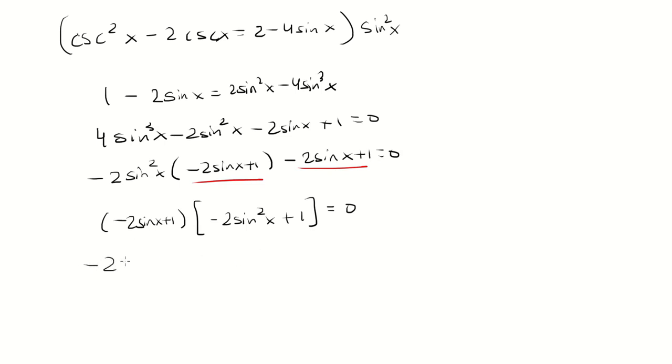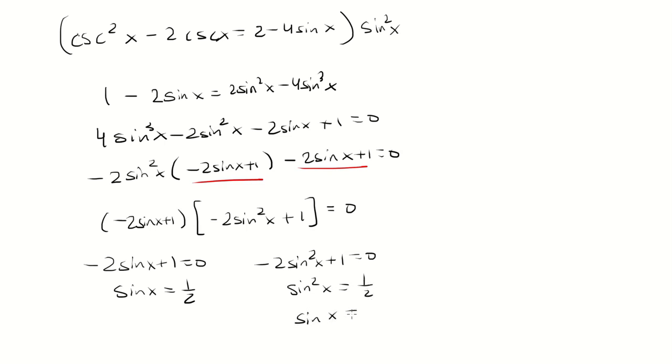And so you want to set negative 2 sine plus 1 equal to 0, and then negative 2 sine squared plus 1 equal to 0. So that means sine is 1/2. And here we have sine squared is also 1/2, which means sine is plus or minus 1 over root 2, which is just root 2 over 2.